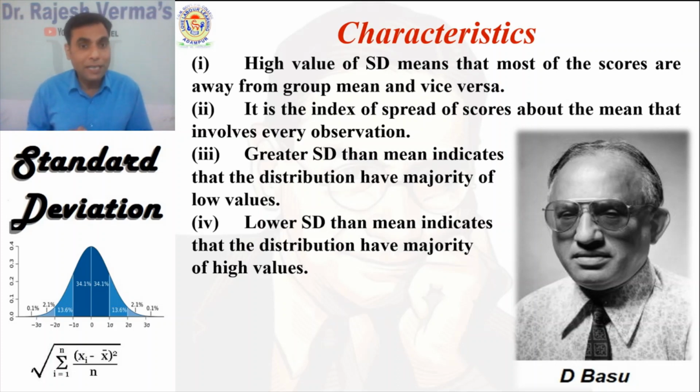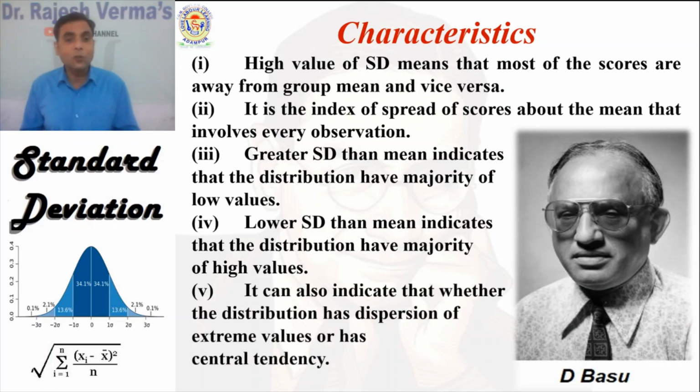So it's a very important characteristic because you know this index. Whenever you calculate a standard deviation, it indicates various properties of the distribution. The next characteristic, just listen carefully: it can also indicate whether the distribution has a dispersion of extreme values or a central tendency. If you calculate standard deviation, it gives a very important indication of whether your data set has a dispersion of extreme values or some central tendency.